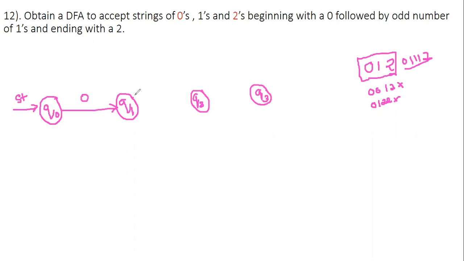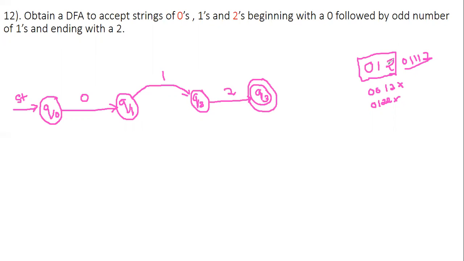Then on receiving 1 in q1, it will go to q2 exactly. Why am I drawing like this? Because odd number of ones it is, so we need to create a cycle over here. I will tell you later when we are discussing this string why I'm drawing like this. Clear? Then after 0 1, if q2 is receiving 2, then it should move towards the final state. So q3 should be made as the final state. Then the minimum string 0 1 2 will be accepted by this DFA.